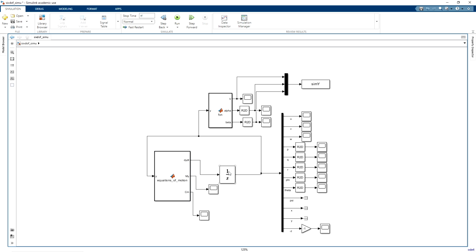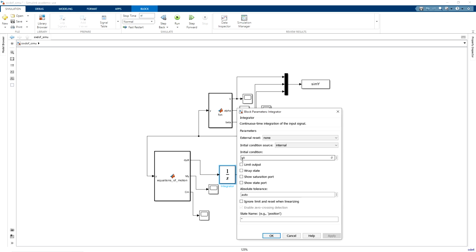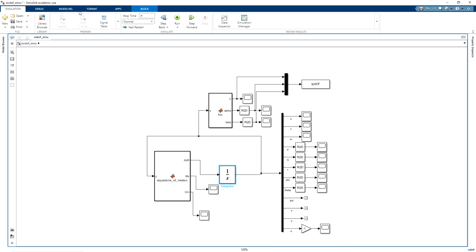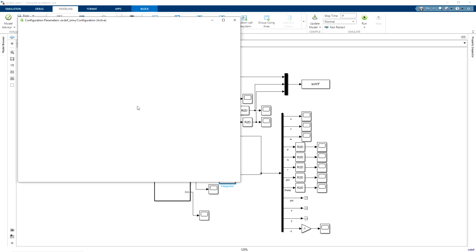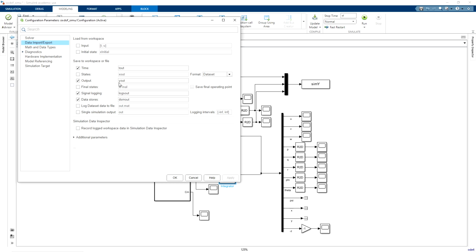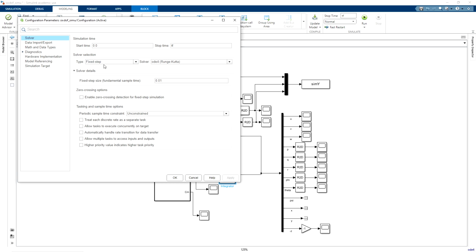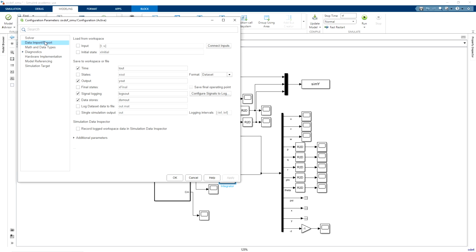So this I am actually integrating over here with the initial conditions as y naught. All right. If I go to the modeling, model settings, I have used a fixed step over here, 0.01 ODE4. You can also use a variable step, it's up to you. Stop time is TF that I have mentioned in the MATLAB code.